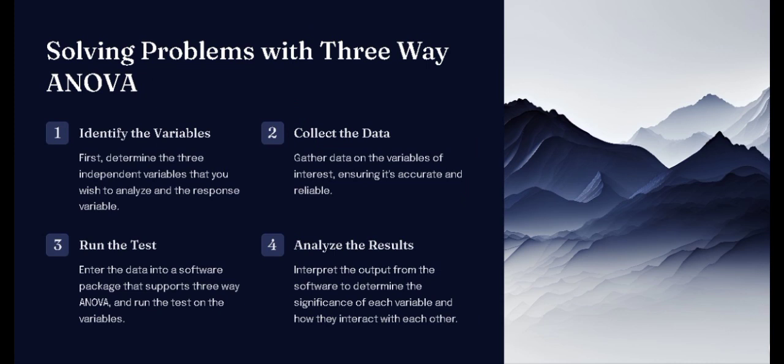Solving problems with three-way ANOVA. Number one, identify the variables. First, determine the three independent variables that you wish to analyze and the response variable. Number two, collect the data. Gather data on the variables of interest, ensuring it is accurate and reliable. Number three, run the test.